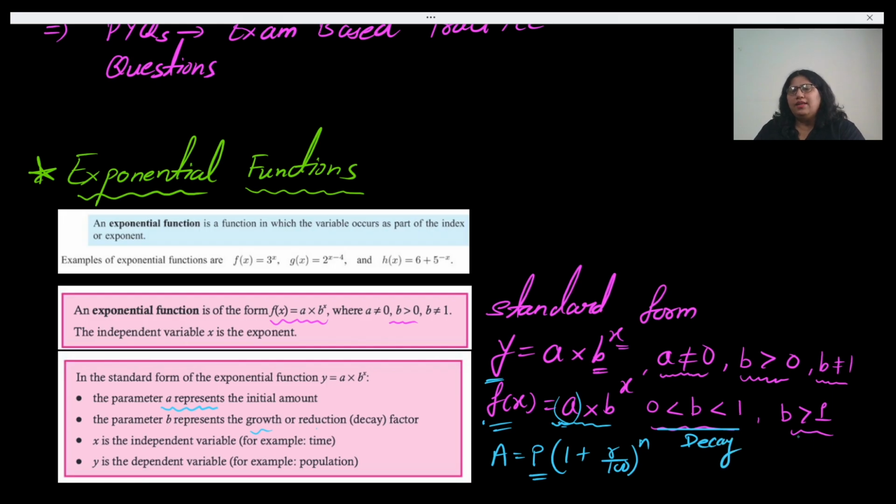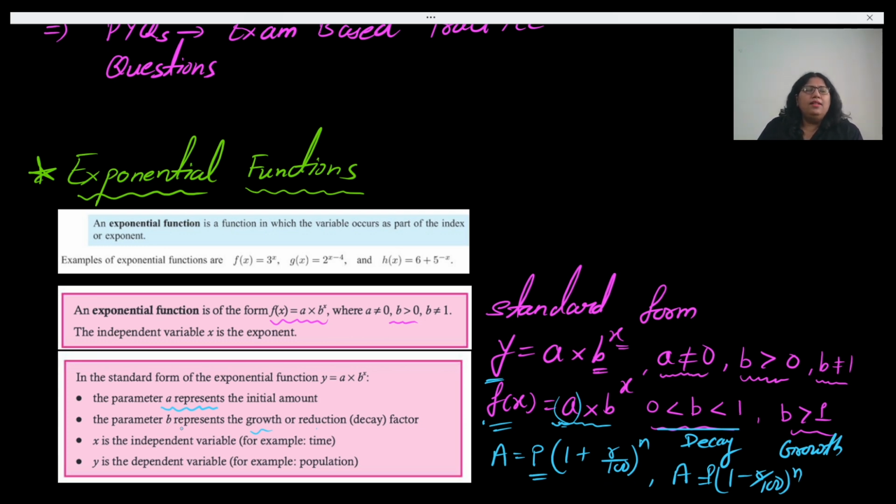If it is greater than 1, then you will get growth, because if you see this formula, more than 1 is going to be growth, and if it is less than 1, then it is going to be decay. There is another formula also in exponential increase or decrease. If you remember, P times (1 minus r by 100) whole power n.